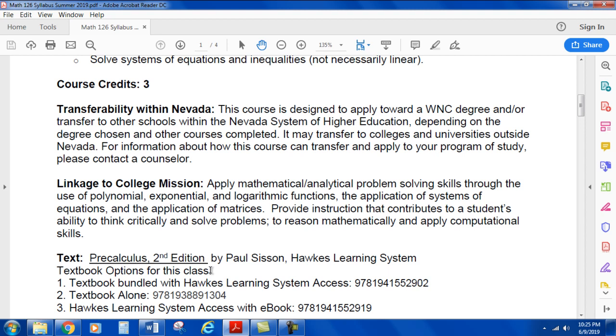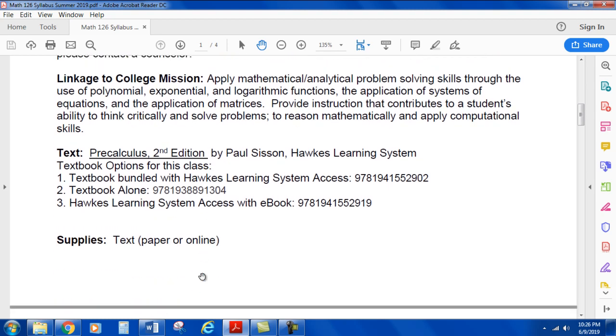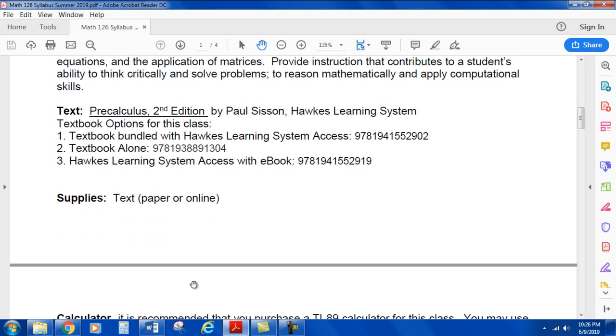Linkage to the college mission is to apply mathematical and analytical problem-solving skills through the use of polynomial, exponential, and logarithmic functions, the application of systems of equations, and the application of matrices. Provide instruction that contributes to a student's ability to think critically and solve problems, to reason mathematically, and apply computational skills. The textbook we're using is Pre-Calculus 2nd edition by Paul Sison through Hawkes Learning System.